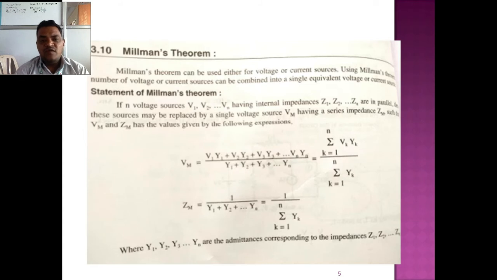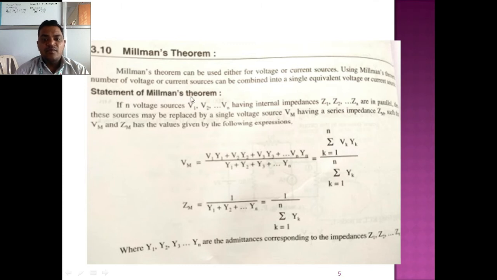So we have seen in detail what Millman's theorem says. Millman's theorem can be used with either voltage or current sources. Using Millman's theorem, a number of voltage or current sources can be combined into a single equivalent voltage or current source. Since there are n number of voltage sources or n number of current sources, they will be converted into a single voltage source or single current source.